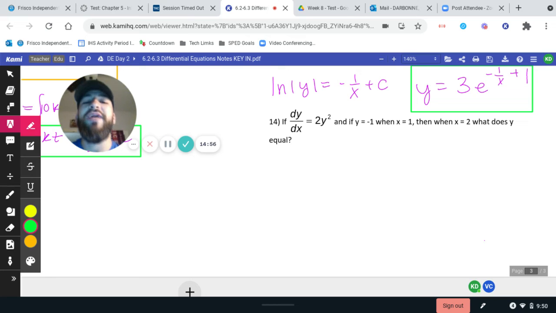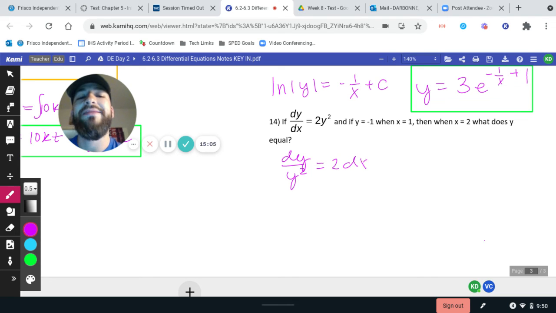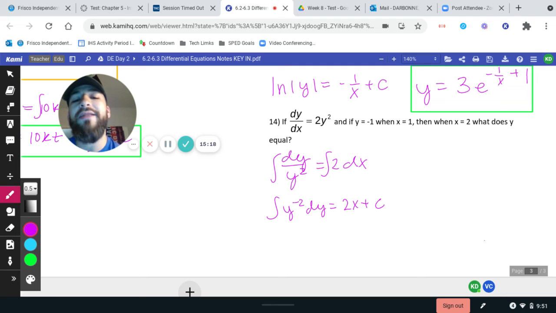So if dy over dx equals 2y squared, then we can go ahead and separate, integrate. So dy over y squared is equal to 2dx. Integrate both sides. Dy over y squared, same thing we did in the last problem. We can move that up to make it y to the negative 2 dy is equal to 2x plus c. Integrate that. That becomes y to the negative first over negative 1 is equal to 2x plus c, which is just negative 1 over y equals 2x plus c.